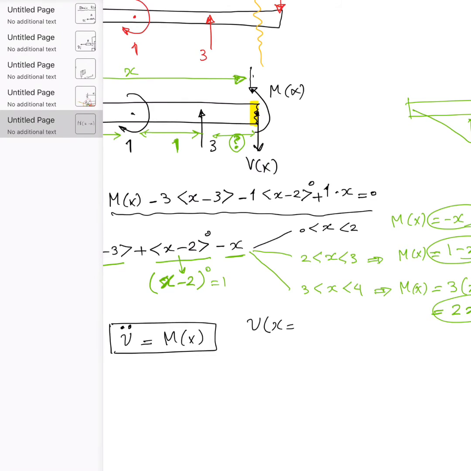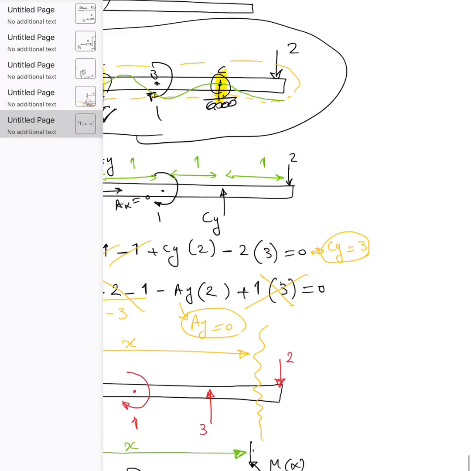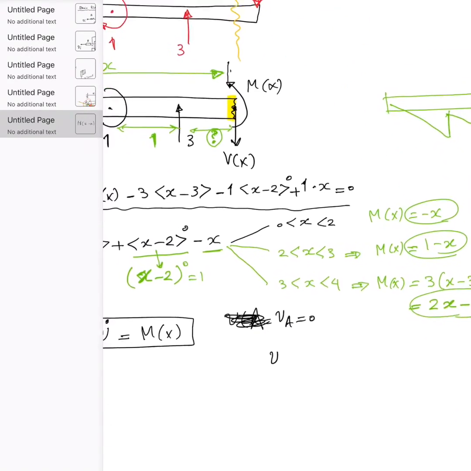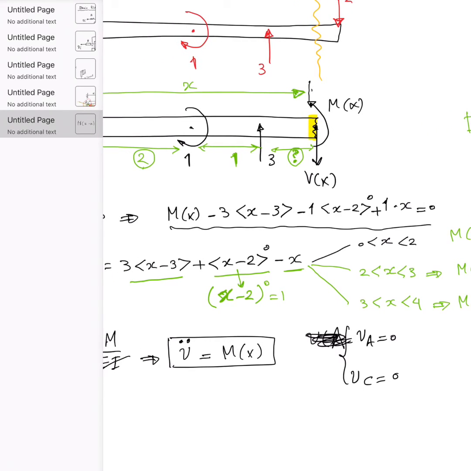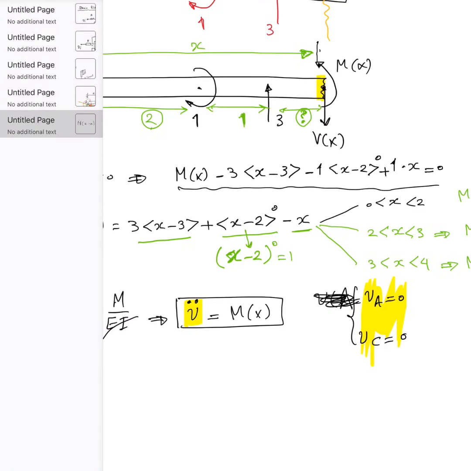So v, the deflection at point A, is equal to 0. The deflection at point C is also 0. How many conditions do I have? 2. How many constants of integration do I get from this second derivative? Well, if I double integrate, I get 2 constants of integration. I have 2 conditions right here. Then I can fully determine the curve for the deflection, right?